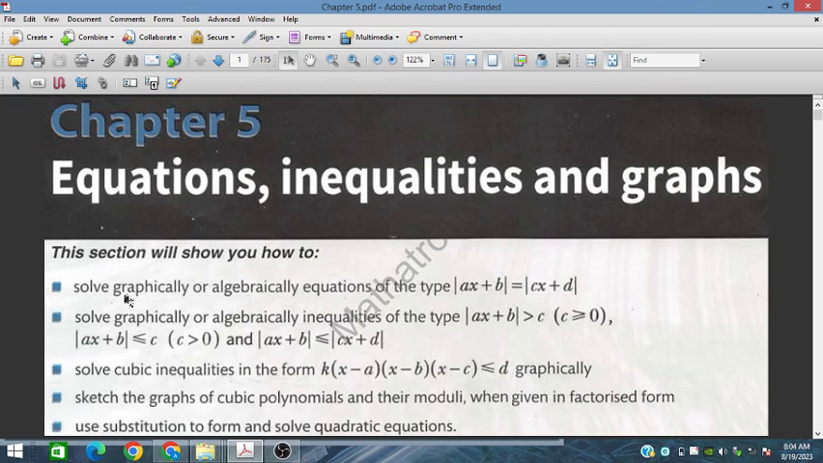section we will study some graphical and algebraic equations such as |ax + b| = |cx + d|. So we will discuss this absolute value or modulus value, which will always be positive. If the value within this modulus is negative, it becomes positive due to this modulus.